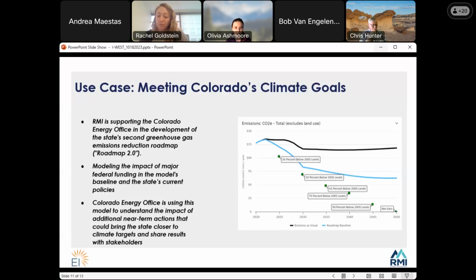They're able to model the impact of major federal funding, including things like the IRA, and then model the state's current policies that exist now and projected future policies. They're currently presenting this to the public, and they're able to use the EPS tool in the public version to solicit feedback and allow users to create their own scenarios and provide input on Colorado's planning process.